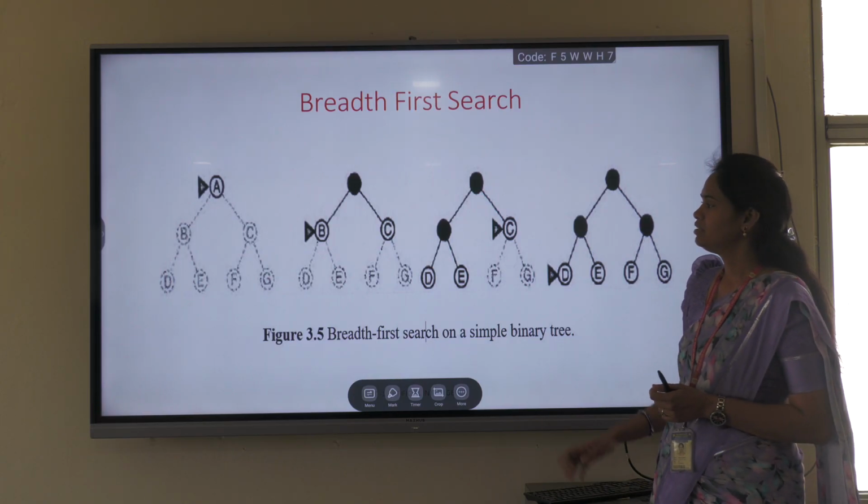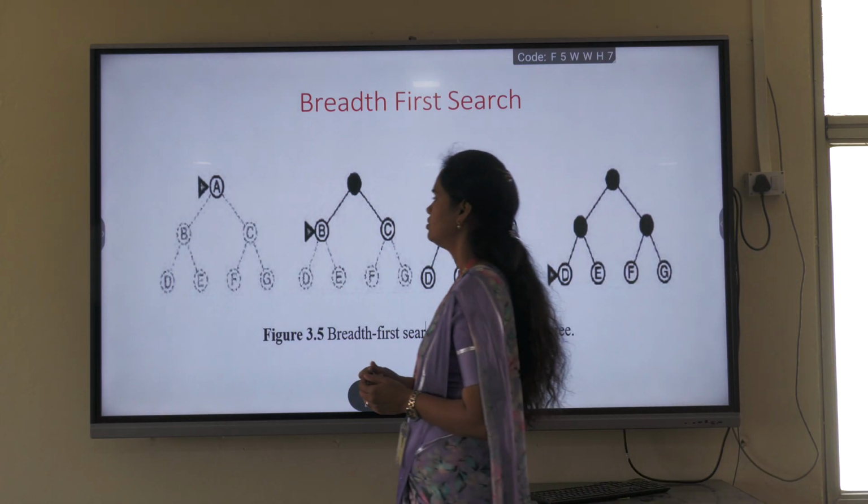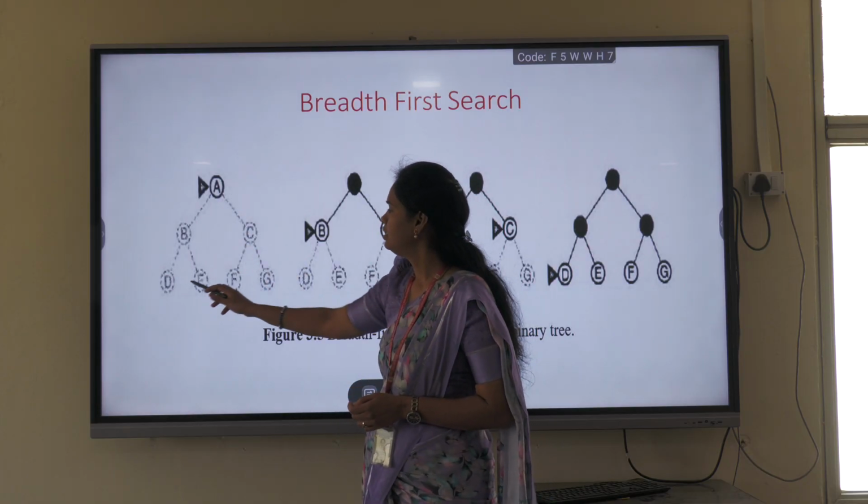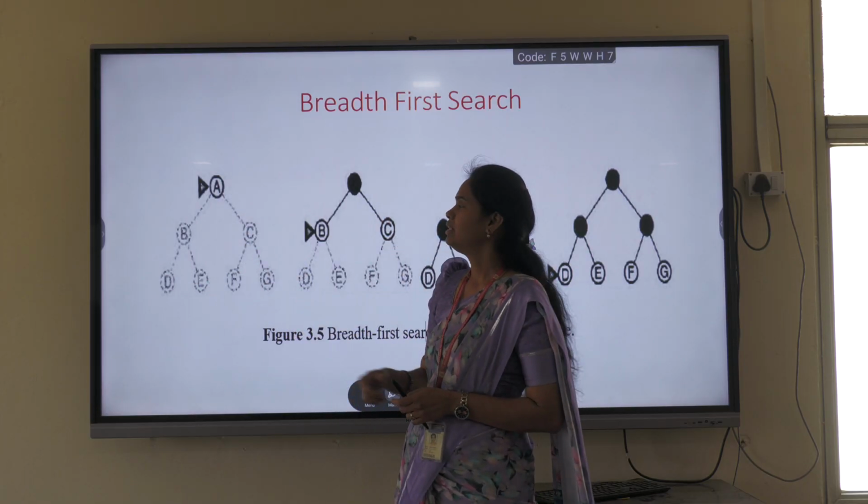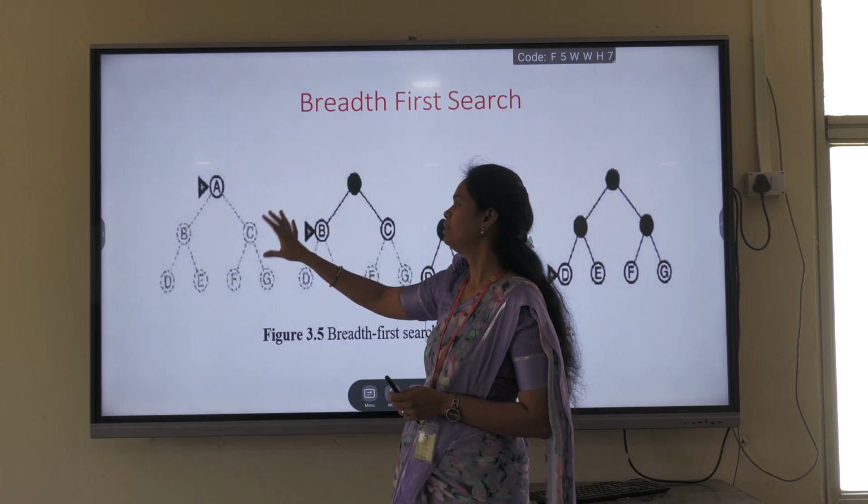So for example, this is your simple binary tree. If you take A, B, C, D, E, F, G, these are the nodes of the tree. So this is a simple binary tree.